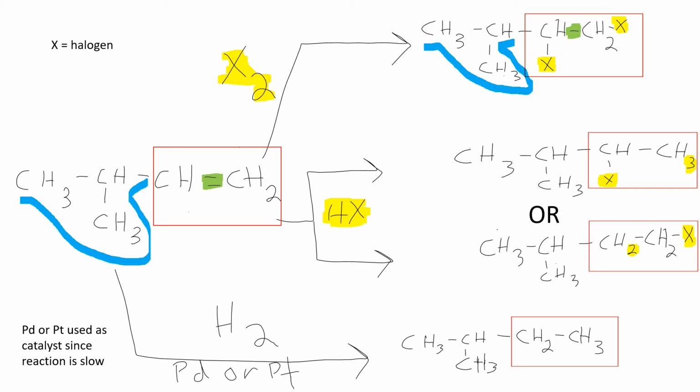You see we're going to get slightly different products. They would be isomers of each other depending upon which one we added to which position. But we still have that addition. We added one thing to each of the carbons of that carbon-carbon double bond.